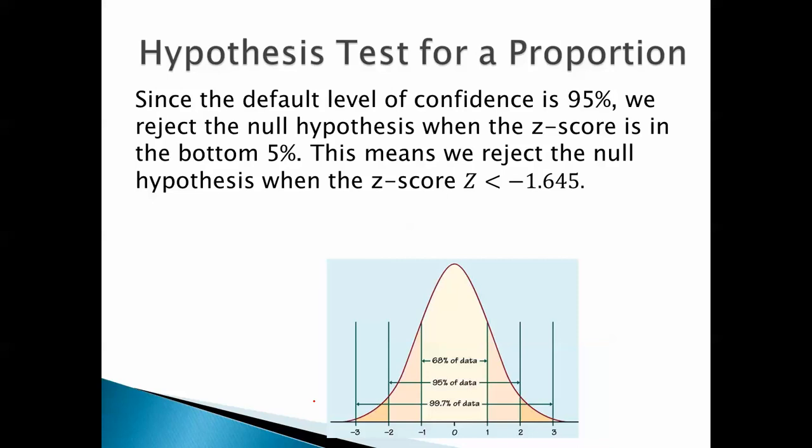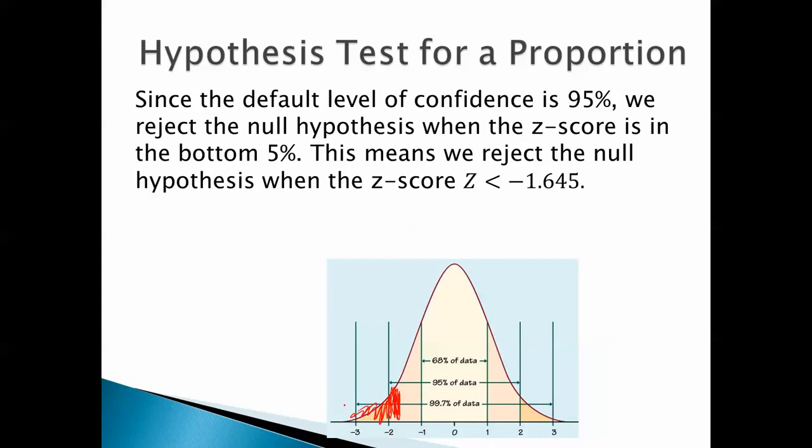since the default level of confidence is 95%, we reject the null hypothesis when the z-score is in the bottom 5%. So if you get a z-score over here, that's when you reject the null hypothesis. This means we reject the null hypothesis when the z-score z is less than negative 1.645, because that's the bottom 5%.